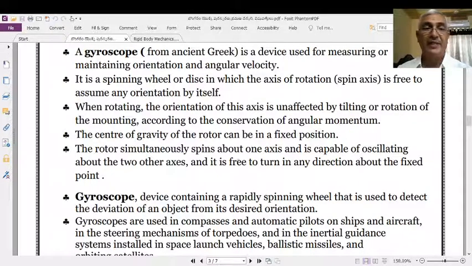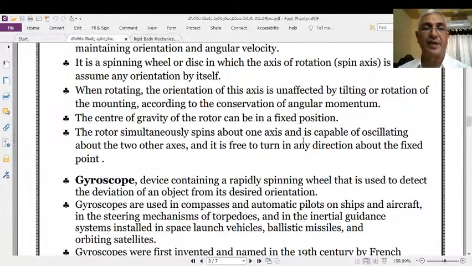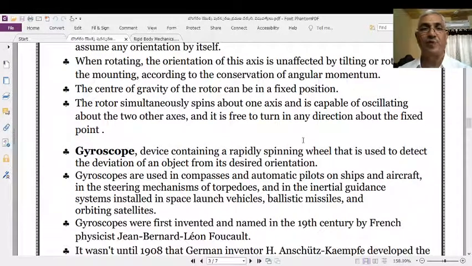The center of gravity of the rotor can be fixed in a position. Actually, the center of gravity of the rotating disc is fixed at a particular position. Another thing, the rotor simultaneously spins. Rotor means the rotating system, or the disc, which spins about one axis and is capable of oscillating about two other axes.